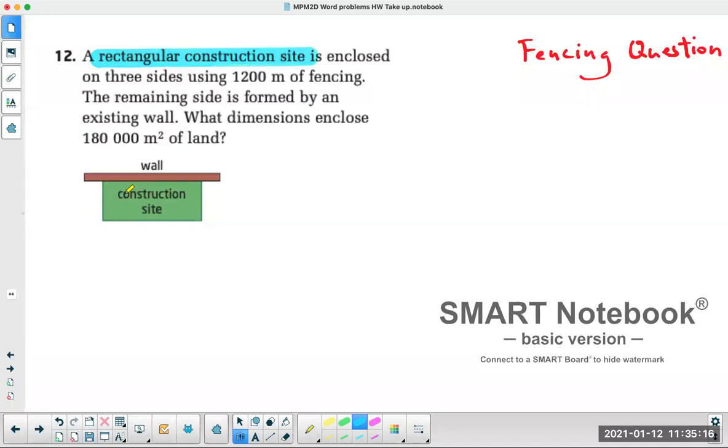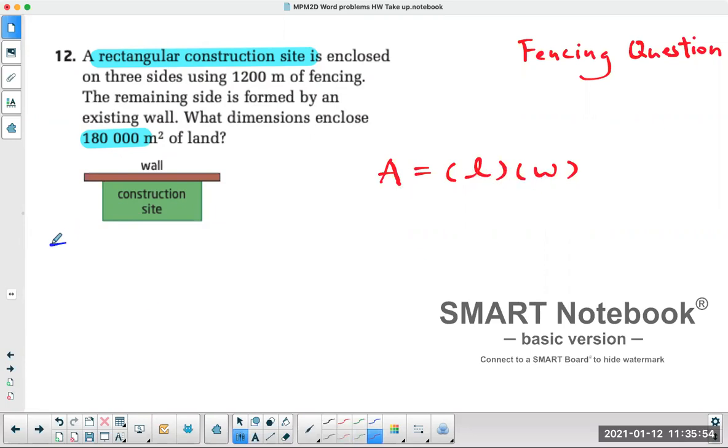There are two kinds of questions they can ask. One is they want you to maximize the area of this construction site. The second type of question is, in this particular case, where they actually give you the area and ask you to find the dimensions. But the setup of the question is identical. The area is always a rectangle, and the area of a rectangle is always length times width. There are no other tricks to it. The area of whatever they want to find is going to be a rectangle. It's going to be length times width.